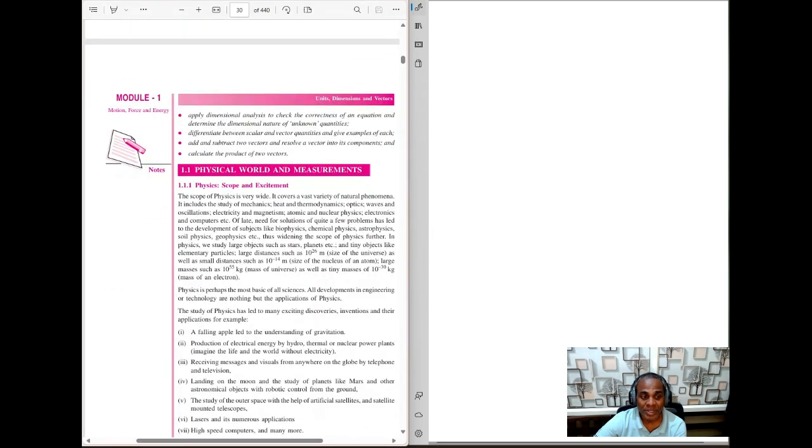What is its scope? As we know, the scope of physics is very, very wide. Come to think of it, a vast variety of natural phenomena, including motion of objects. Let us say an ant is moving in a straight line. A vehicle is turning from right to left at a traffic junction. An aeroplane is taking off. That means it is going in a three-dimensional plane.